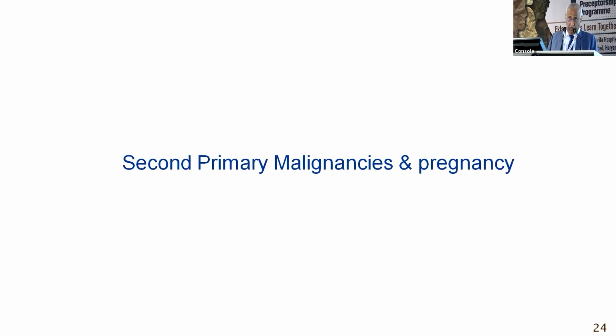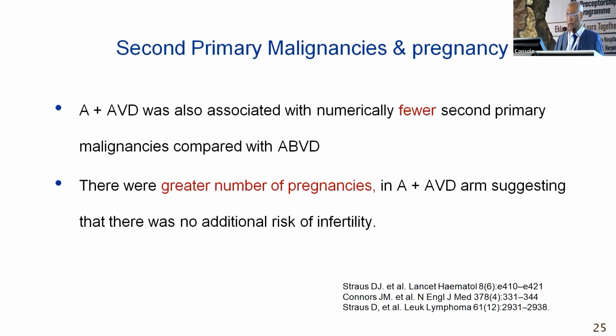The good part of it is the incidence of second primary malignancy and occurrence of pregnancy was not affected. Again, young people, so these two issues are extremely important. A pediatric Hodgkin lymphoma literature is full of all these things, and that is what was shown over here, that the number of patients of second primary malignancy were lower in the AAVD, and the number of pregnancies were higher in the AAVD.